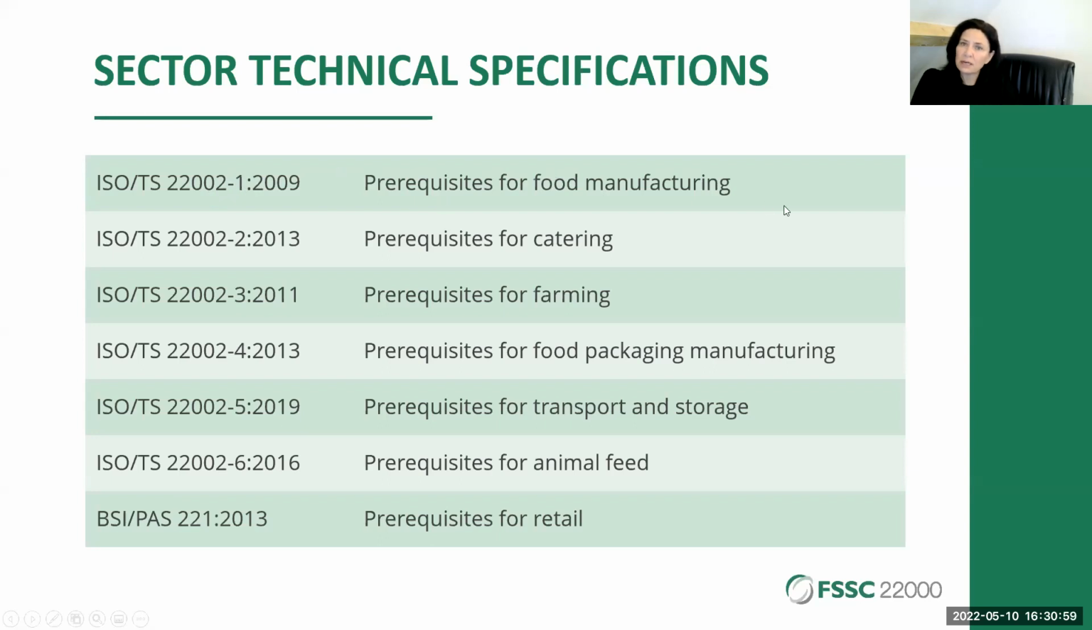If you have the same company that produces and bottles the beverages, but they also produce the bottles on site, then the prerequisites for food packaging manufacturing will also apply. So in this case, when that company is being audited, they will have to meet the requirements of ISO 22000, the ISO technical specification Part 1, the ISO technical specification Part 4, as well as the FSSC additional requirements, which we will look at next.